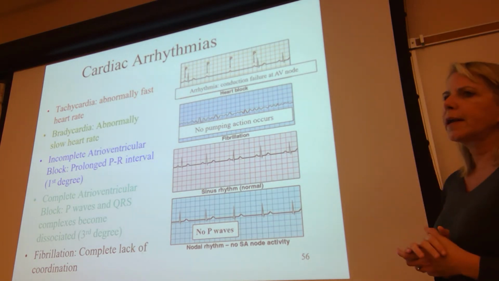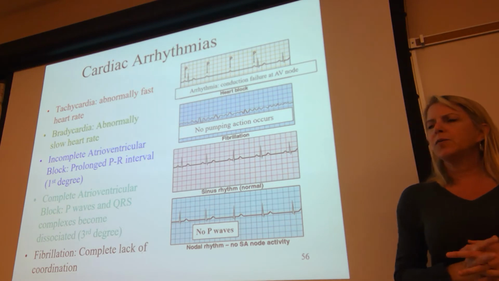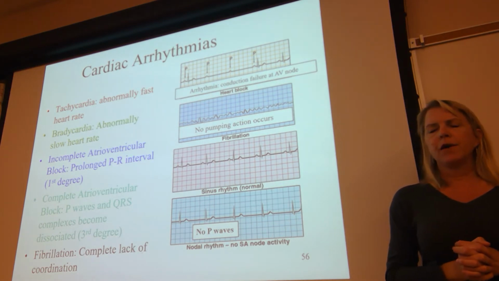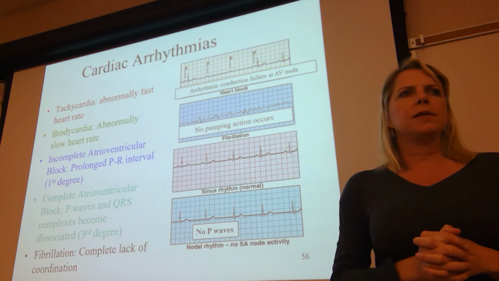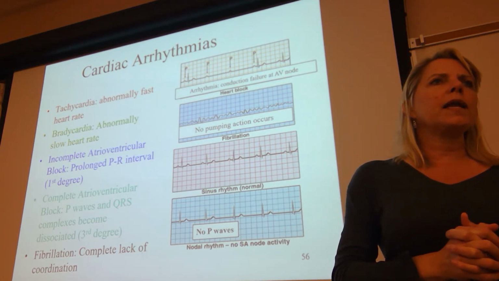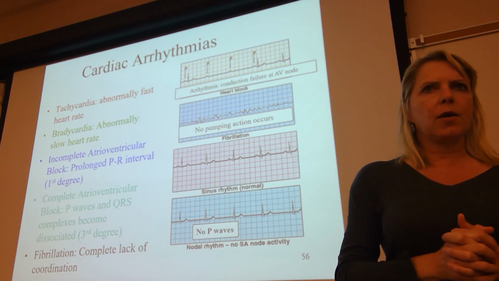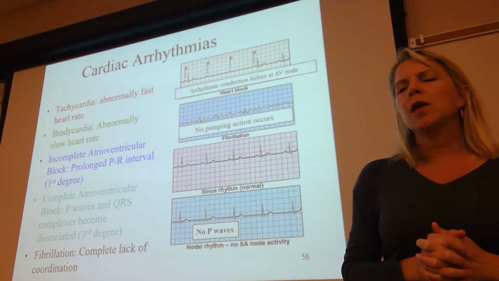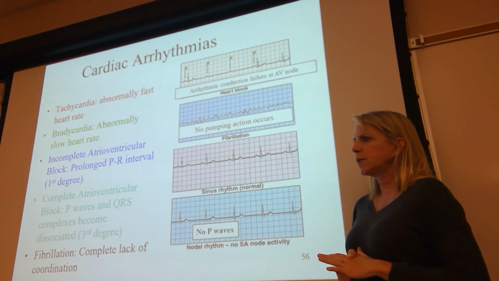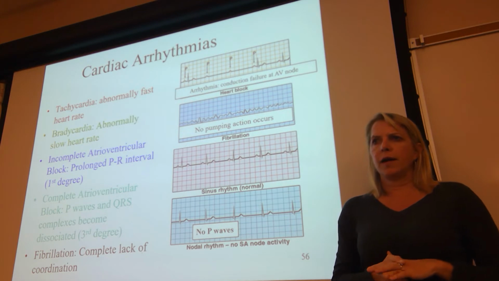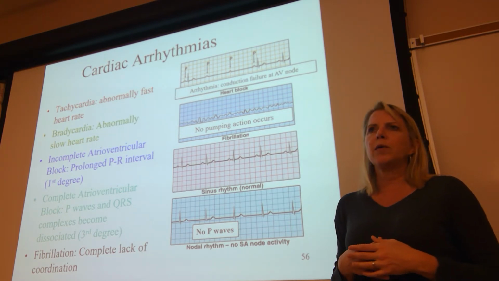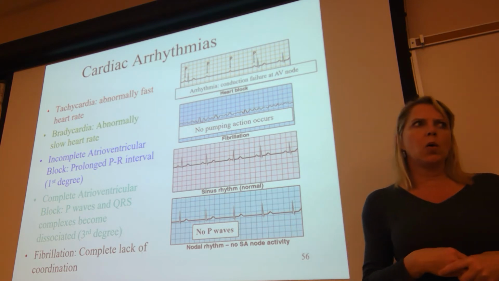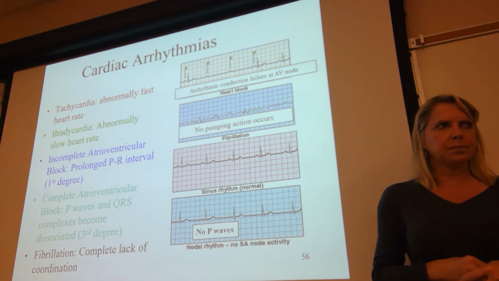So tachycardia is an elevated resting heart rate. For our testing purposes, tachycardia represents a resting heart rate more than 100 beats per minute at rest. Bradycardia represents a reduced resting heart rate. For our testing purposes, that will be a resting heart rate of below 60 beats per minute.